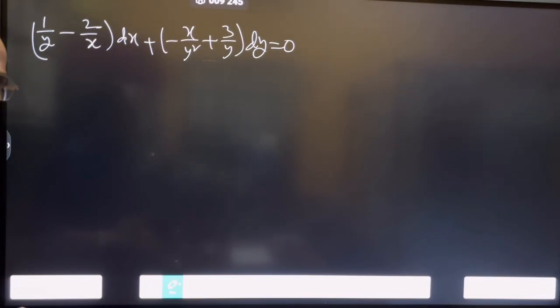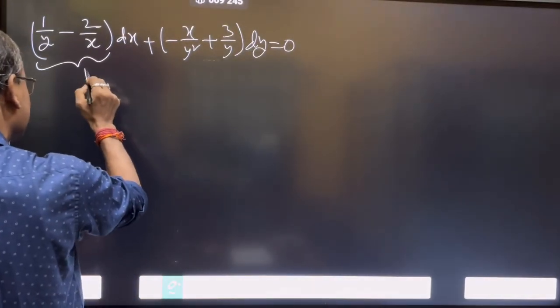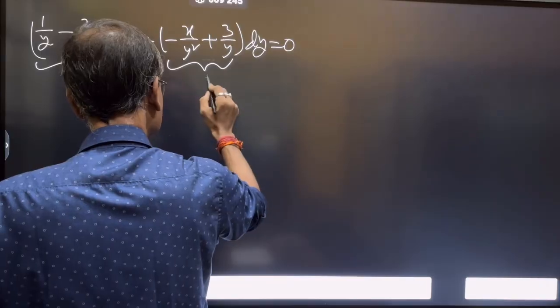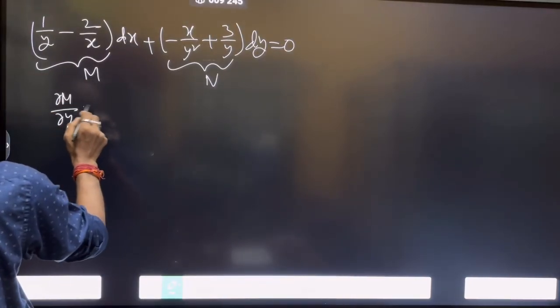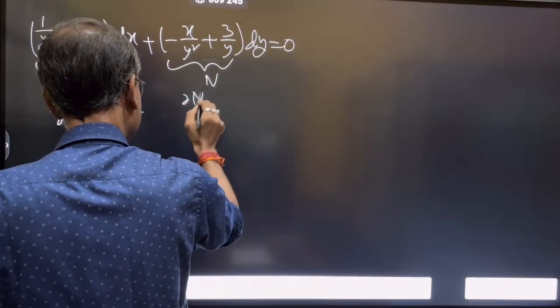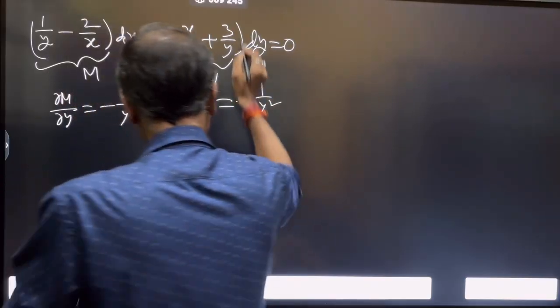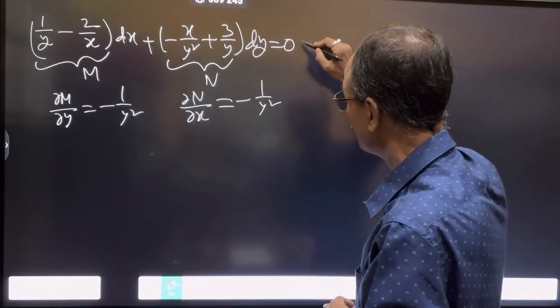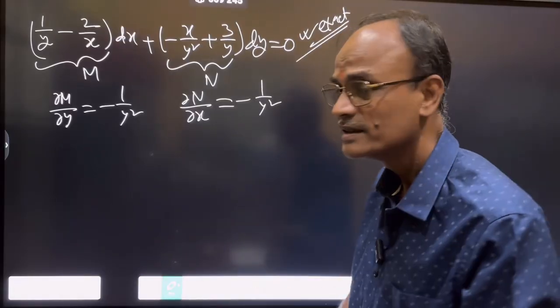This is an exact differential equation. If you put this here as M, what is del M by del y? Equal to minus 1 by y square. What is del N by del x? This is equal to again minus 1 by y square. Therefore, it is exact. It is an exact differential equation.